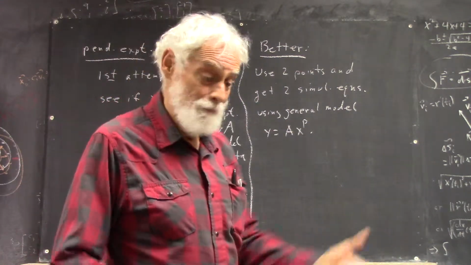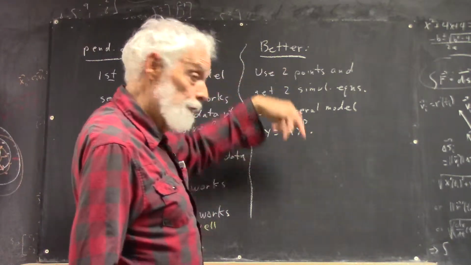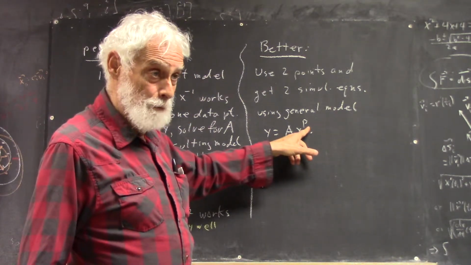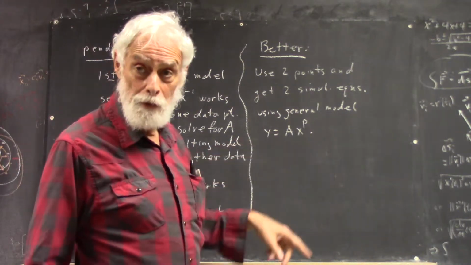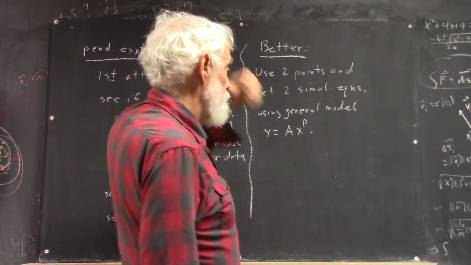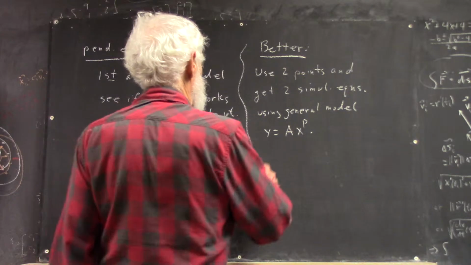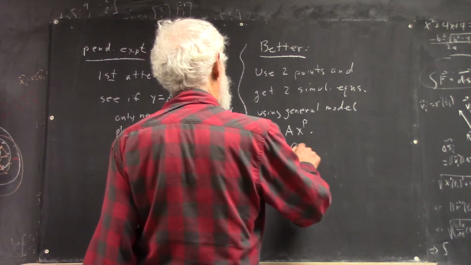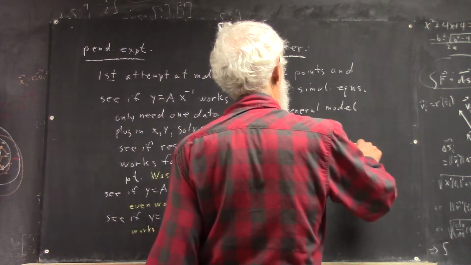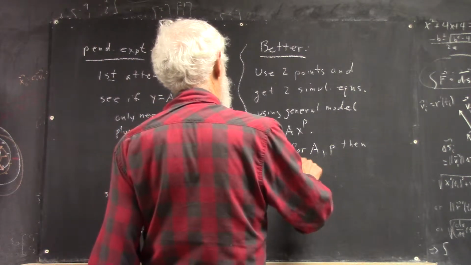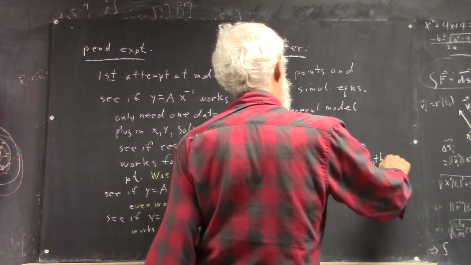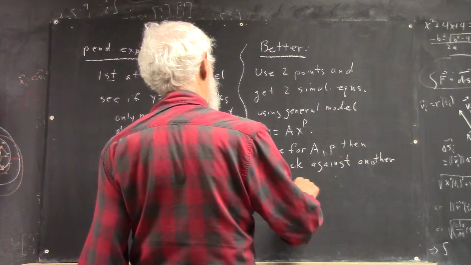And we've done it many times. We've solved the simultaneous equations. You have to use logs because one of the parameters is an exponent, okay, which is why we didn't immediately use this at the first of the semester until we learned how to use logs. But you get two equations in A and P. Solve for A and P. Then check it against another data point.